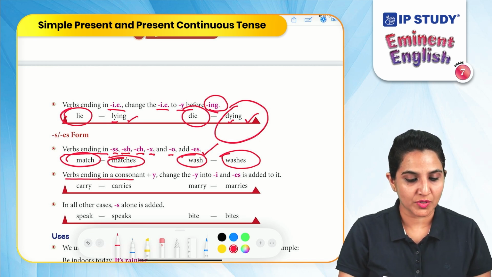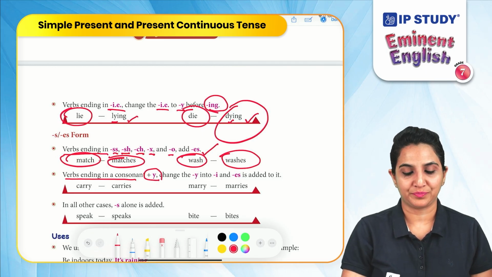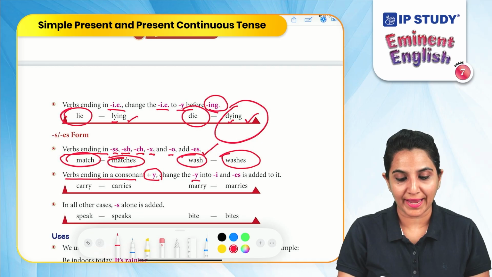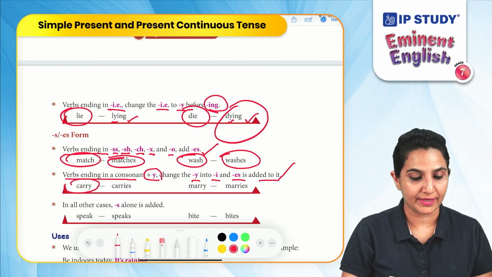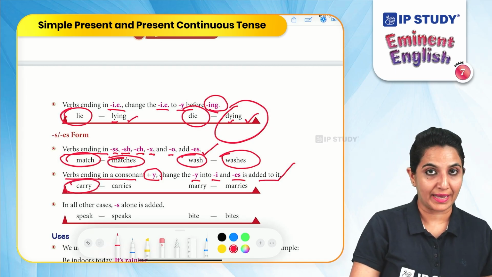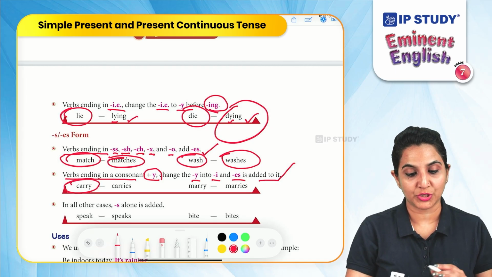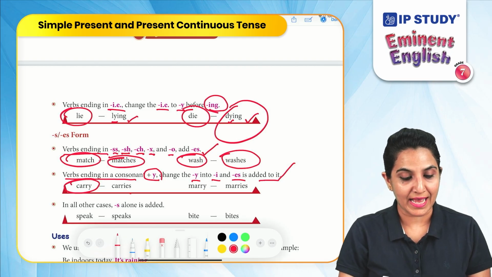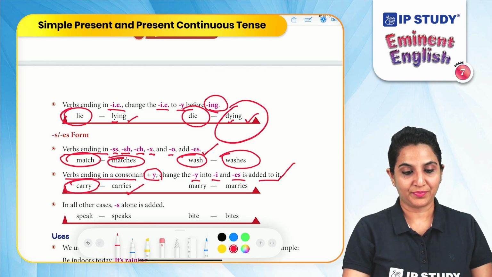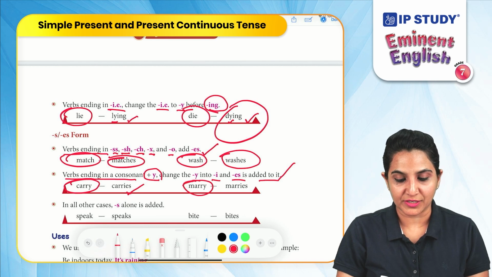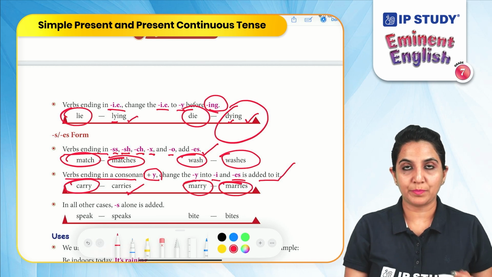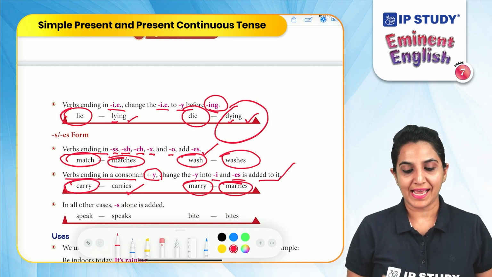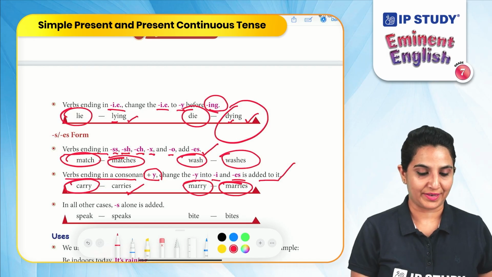Verbs ending in a consonant plus y. How do you change them? Simply change y into i and es is added to it. For example, carry, again a verb ending with y. So simply change y into ie and add s to it. Marry changes into marries. So simply replace y with ie and add s to it.